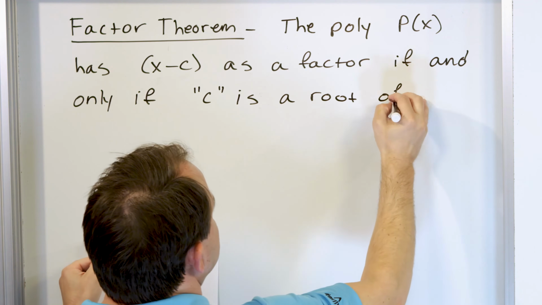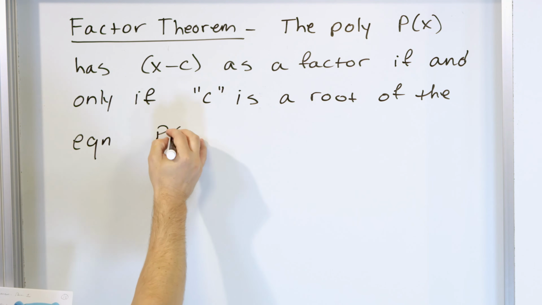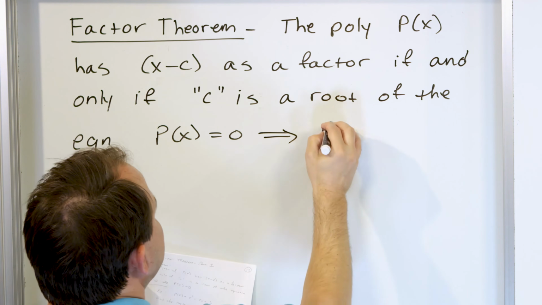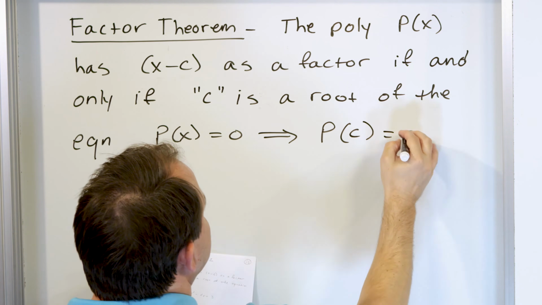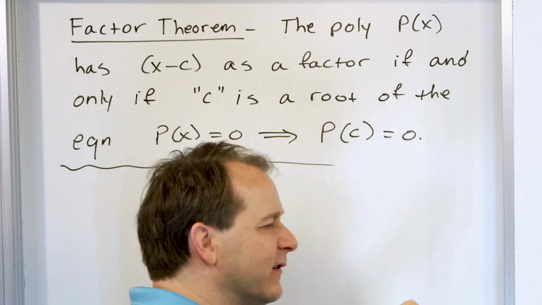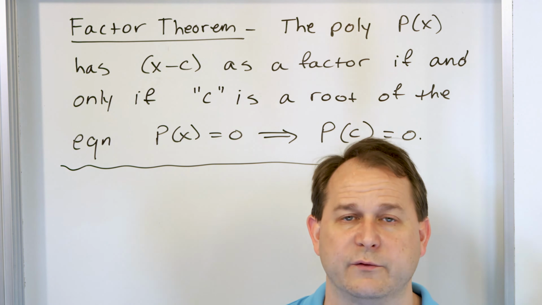of the equation p of x, the polynomial, equal to 0. In other words, what this means is that the polynomial evaluated at c must be equal to 0. All right, this is a lot of words, and I know a lot of students look at words like this and then their brain freezes up and they don't even read the words because they look really scary.